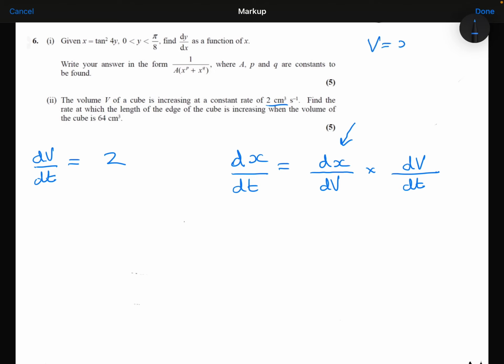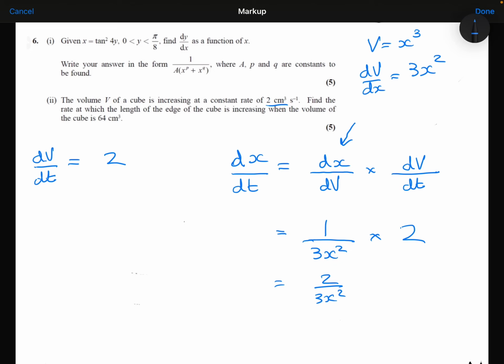Well, the volume of a cube is the side length cubed. So dv by dx, differentiating that, I would get 3x squared. But I obviously want the reciprocal of that. I want dx by dv, not dv by dx. So dx by dv would be 1 over 3x squared, multiplied by the dv by dt, which is 2, gives me 2 over 3x squared.